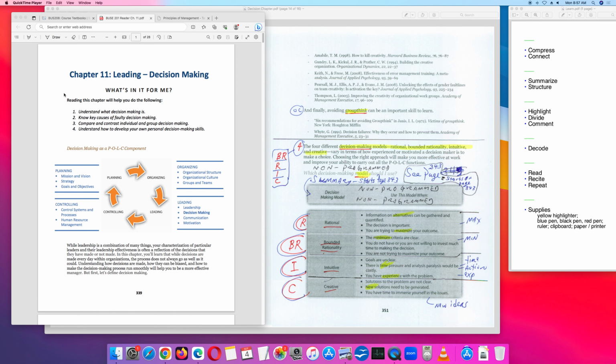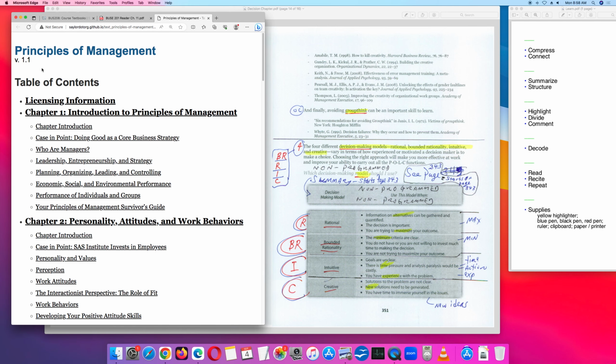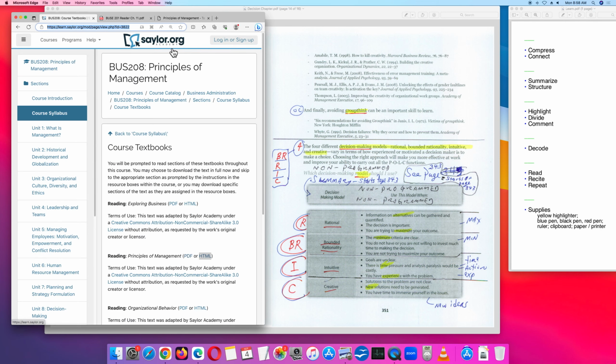Okay, so I printed it out. I got my supplies, which are a yellow highlighter, blue, black, and red pens, a ruler, and a clipboard. Just to show you, this is a book from Principles of Management, and it is available from Saylor.org, and I'll provide the links for you in the description box.